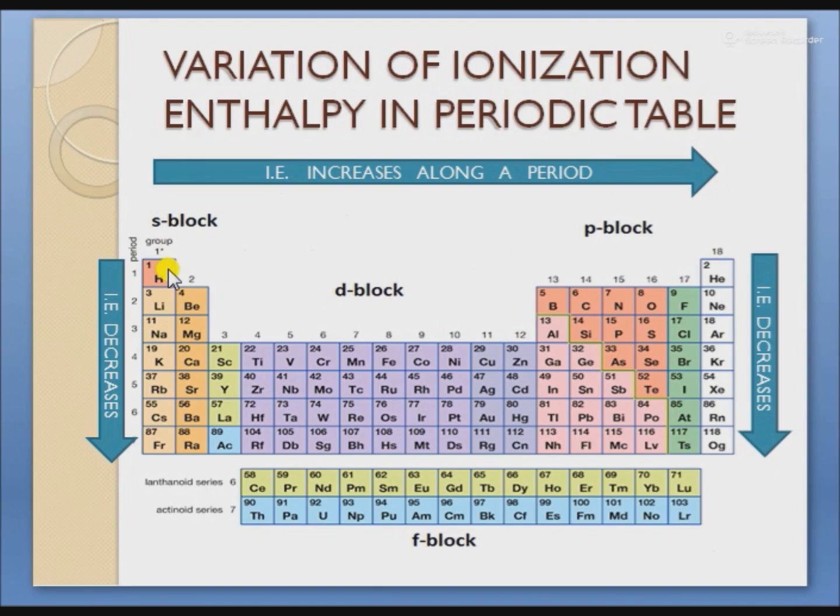As we move from top to bottom in a group, ionization enthalpy decreases. This is due to the increasing atomic radius or atomic size, and atomic size increases due to the addition of a new shell, and the electrons are far away from the nuclear attraction, and we require less energy to remove the electron from the outermost shell, and hence the ionization enthalpy decreases down the group.